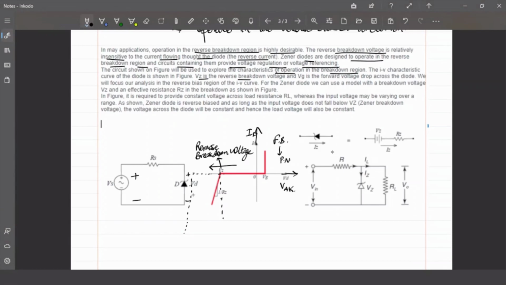Here Vz is the reverse breakdown voltage, and in the forward bias condition we can see Vg is the cut-in voltage, after which the device will turn on. So there will be a small voltage drop in the forward bias condition, similar to that of a normal PN junction diode. Our understanding is to use a Zener diode as a voltage regulator.